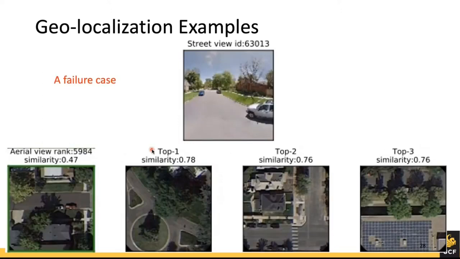And here is a failure example. The top one has the highest similarity, measured at 0.78, but it is not the correct one. The actual ground truth is ranked 5,984 in our retrieved list. So this is a failure case. But if you look at the image, it's a very difficult one. The visual information from the query is very limited. You only have this road, and it could be any type of road if you look at the retrieved satellite image.